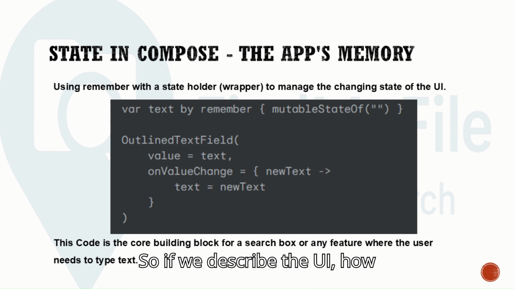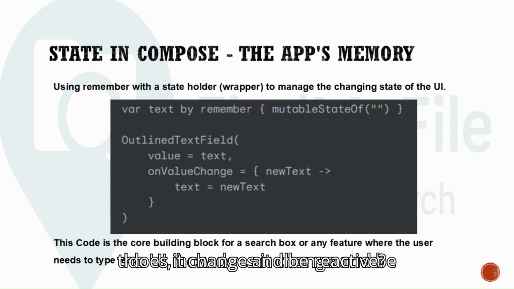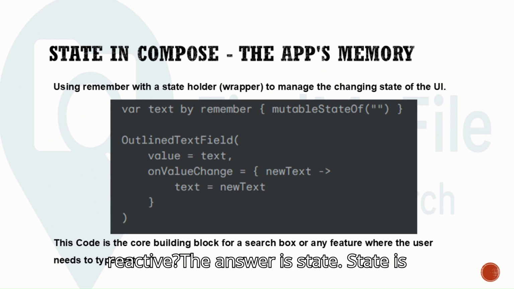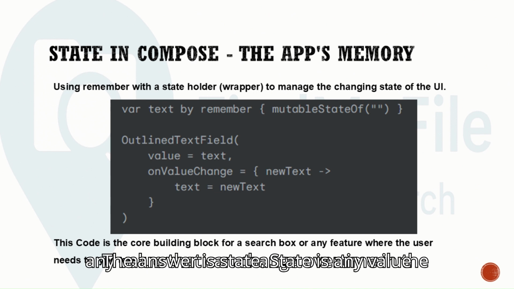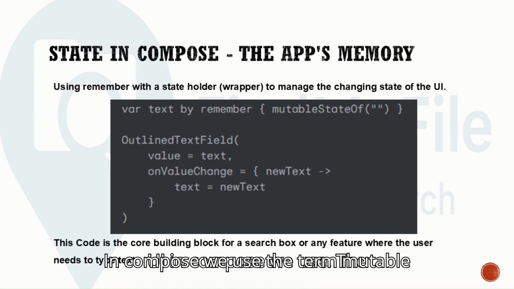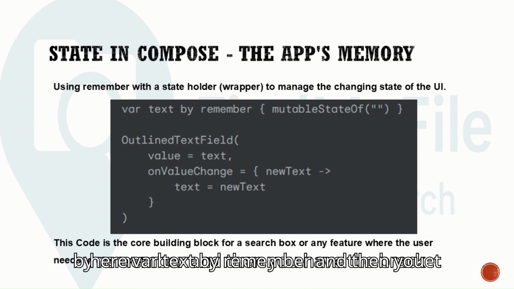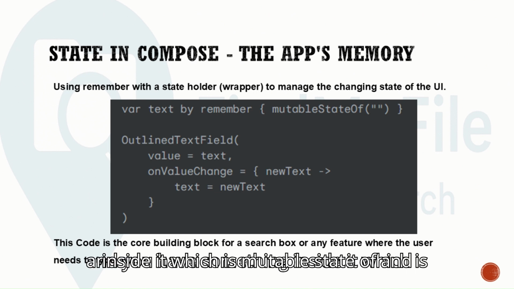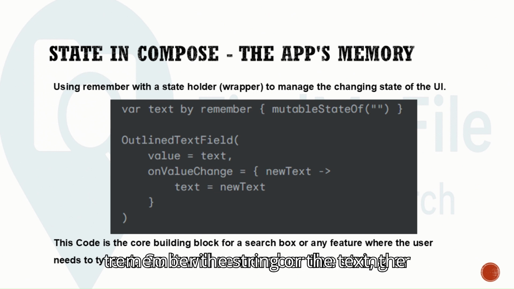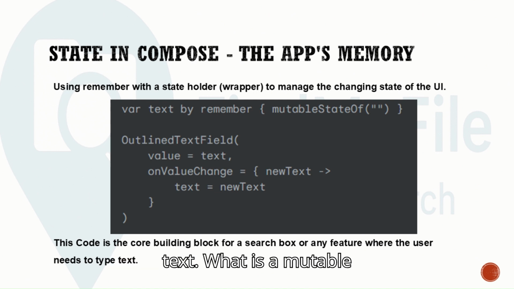So if we describe the UI, how does it change and be reactive? The answer is state. State is any value that can change over time in the UI. In Compose, we use mutableStateOf to create an observable state holder. So if you see in the code here, var text by remember, and then in the brackets you have mutableStateOf, and this is a string or text. So it will remember the string or the text, the initial state of this text.